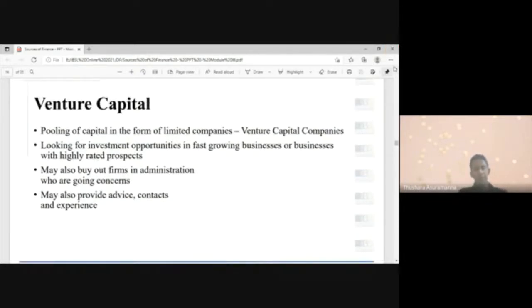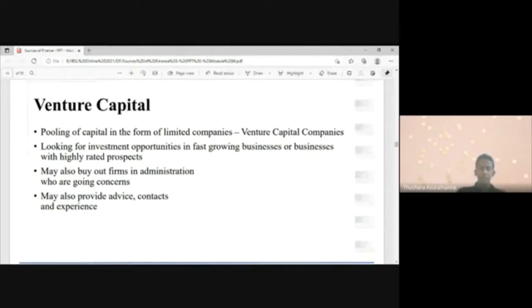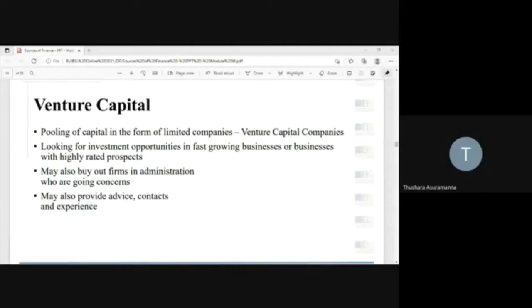Pooling of capital in the form of limited companies. Looking for investment opportunities in fast-growing businesses. May also buy out firms in administration. They provide advice, contacts, and experience, so they are into both.